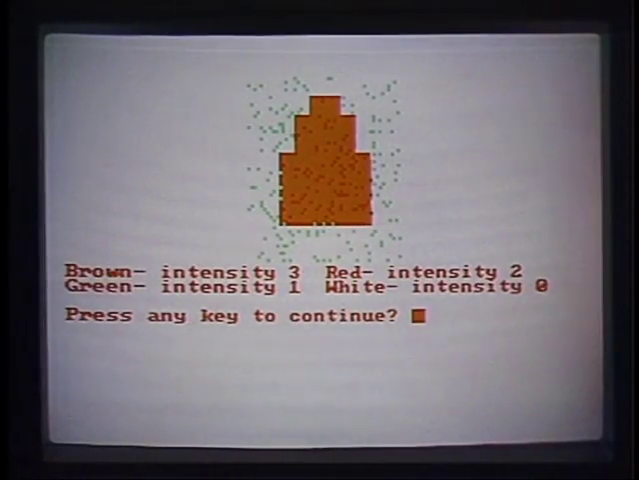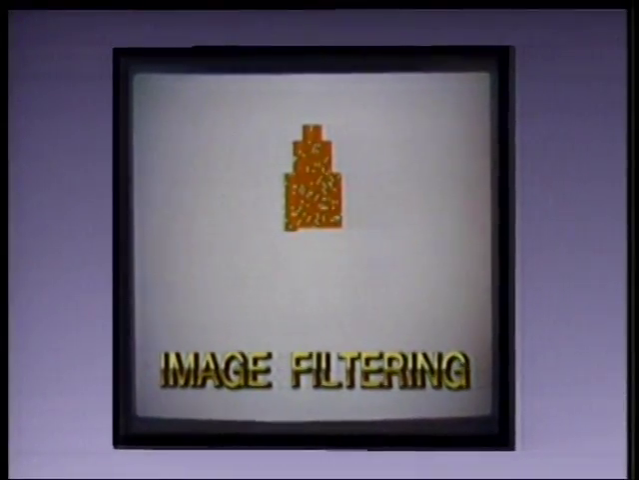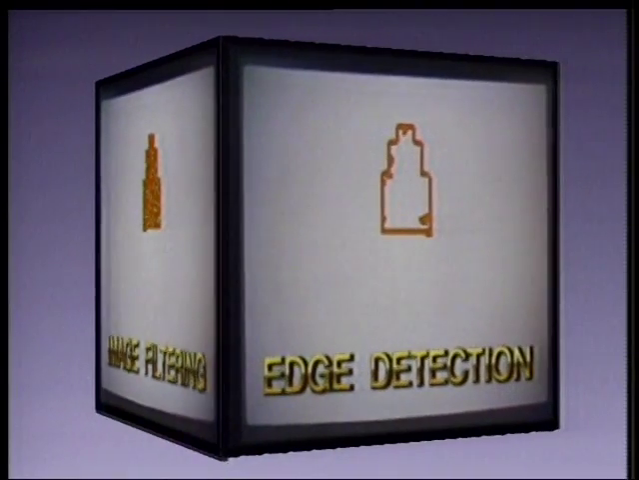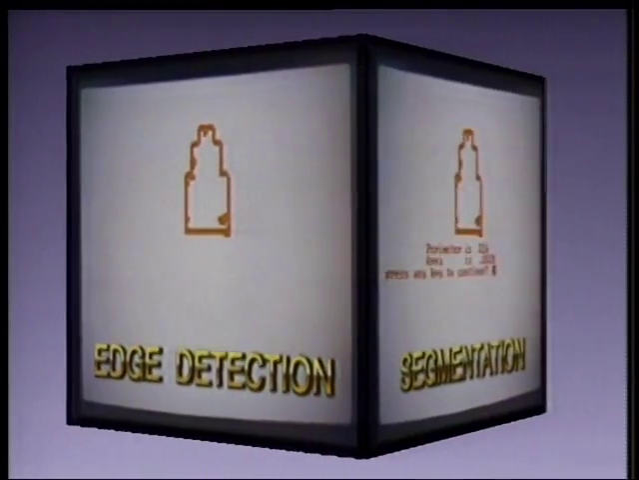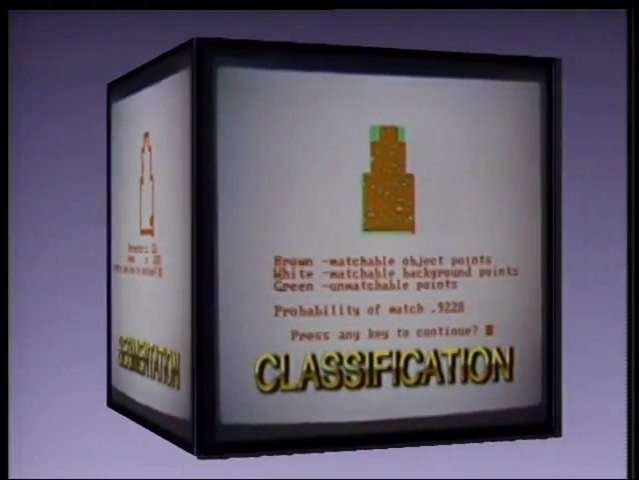An instructional program which simulates computer vision illustrates the remaining steps. Image filtering, edge detection, segmentation, and classification.